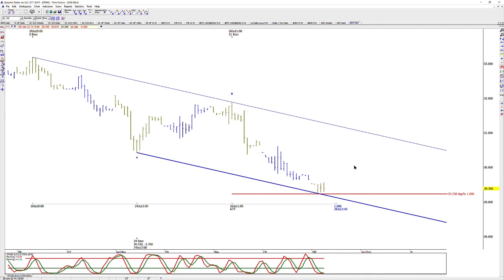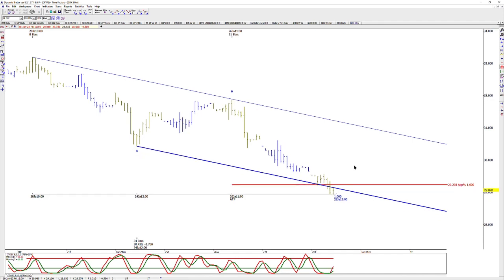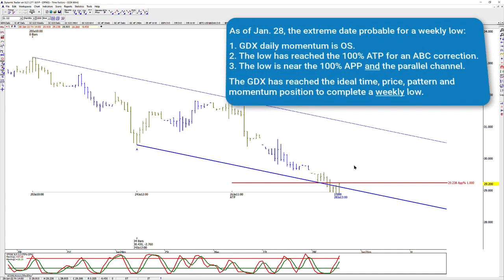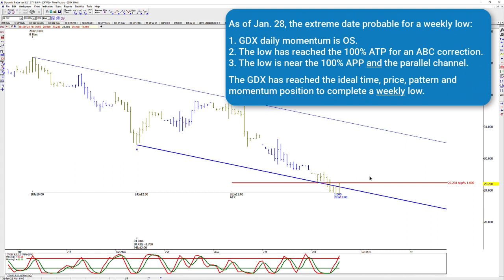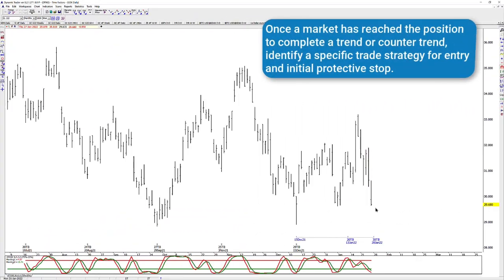So we're just looking at ratios of time, so it doesn't matter. I'm going to keep adding some data. We've exceeded a little bit the 100% alternate price projection. We're right around where that channel line is. And here's the 100% alternate time projection the following day. So we know on the 28th, this is the day we want to be alert for possible change. Let me add some data on the daily.